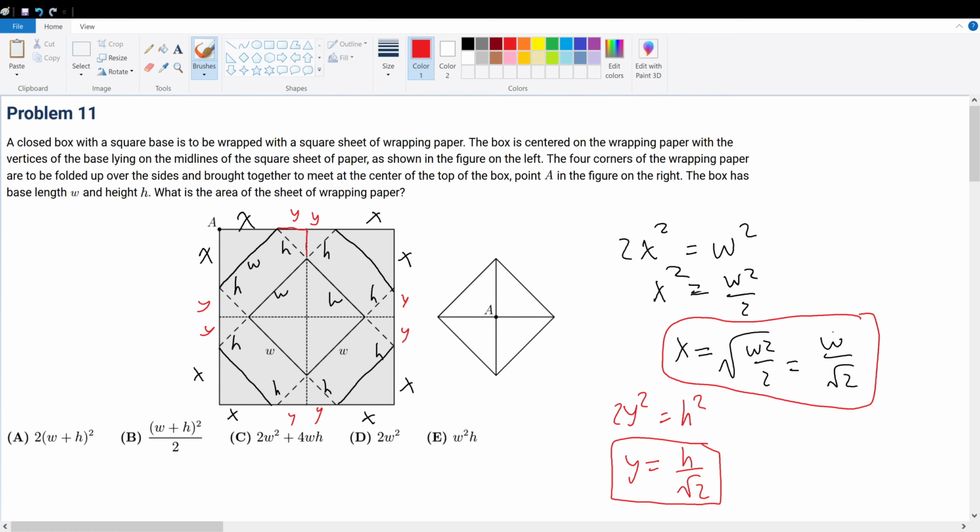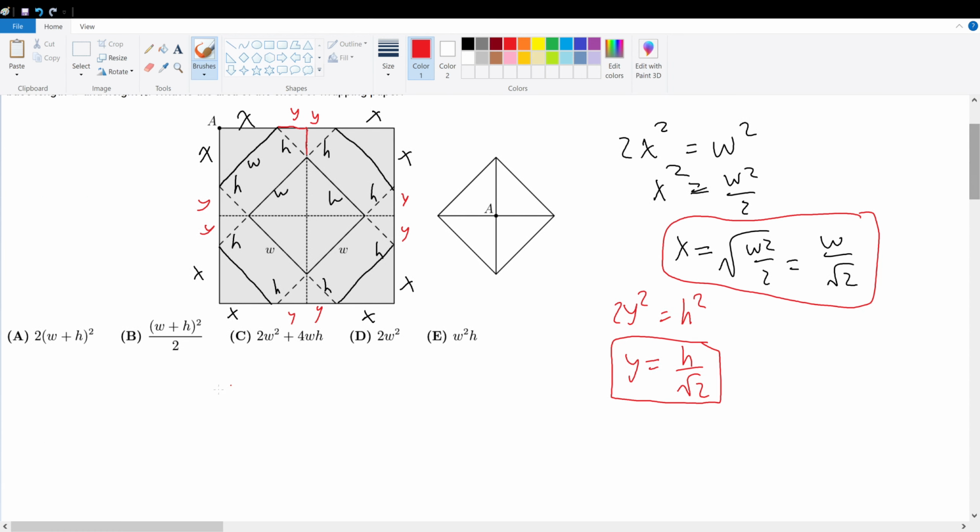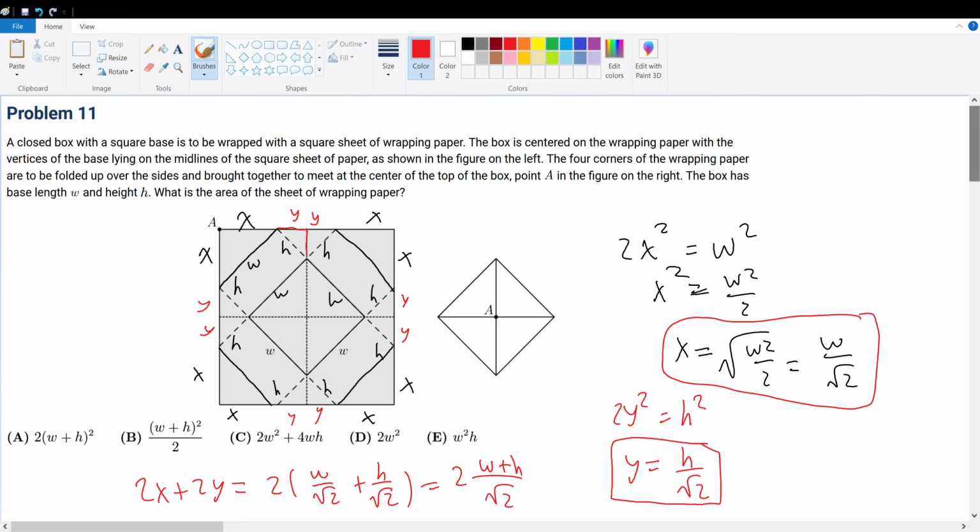What is the one side length of the larger square? Well, if I scroll down a bit, right here, the one side length is 2x plus 2y, which is 2 times W over root 2 plus H over root 2. This is equal to 2 times W plus H in the numerator and root 2 in the denominator. So what are we trying to find here? What is the area of the sheet of wrapping paper?